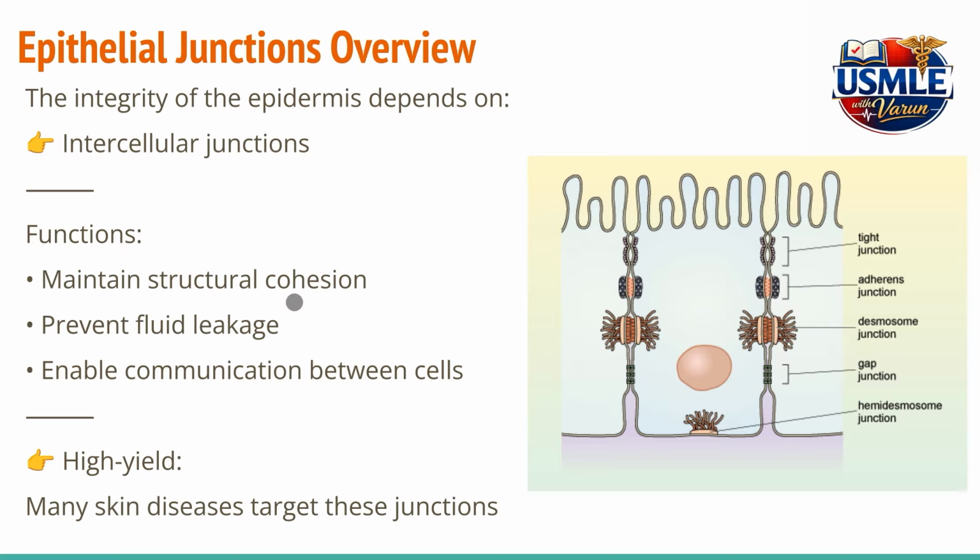Some junctions connect cells to each other and a few connect cells to the basement membrane. So these intercellular junctions maintain the structural cohesion, prevent fluid leakage, and enable communication between cells. Many skin diseases target these junctions.